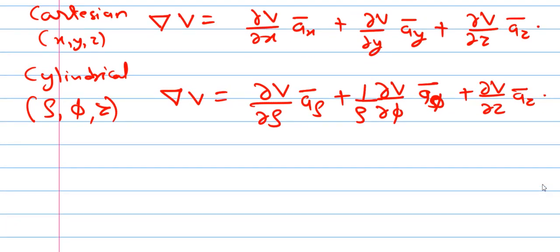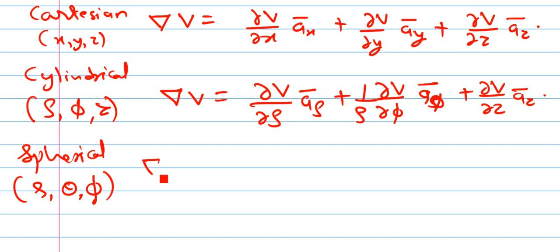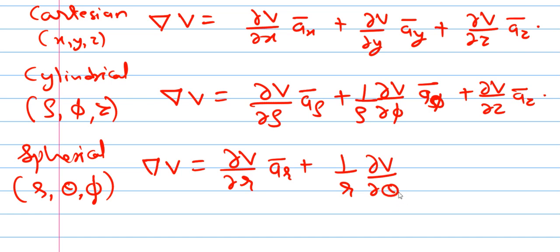Now the third coordinate system is spherical. Coordinates are r, theta, phi. Here del V is given by ∂V/∂r ar vector plus 1 by r ∂V/∂theta a theta vector plus 1 by r sin theta ∂V/∂phi a phi vector. You need to remember this del operator in all these three coordinate systems.